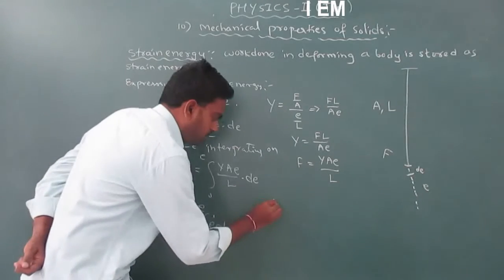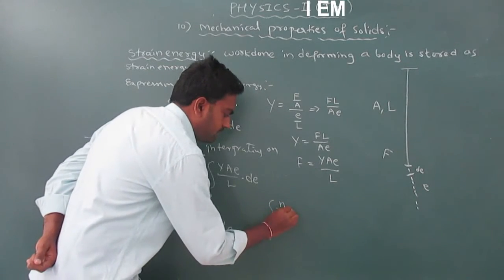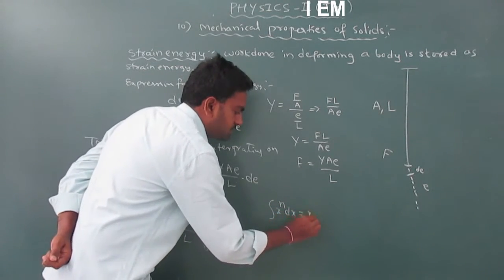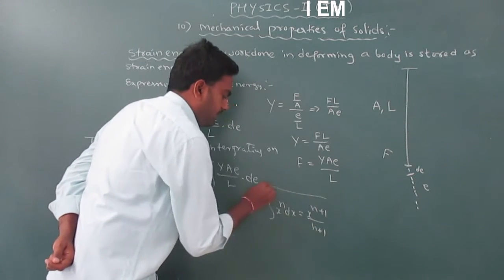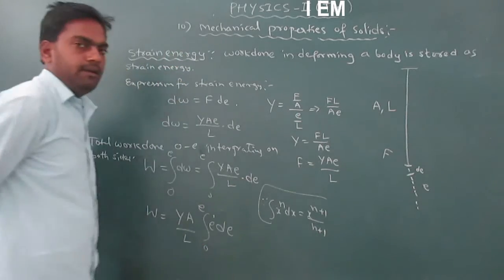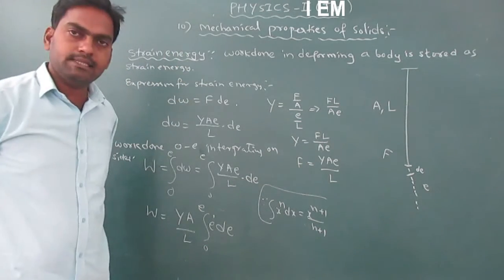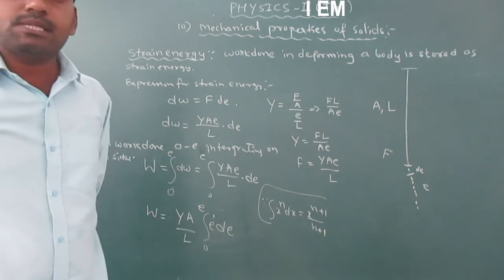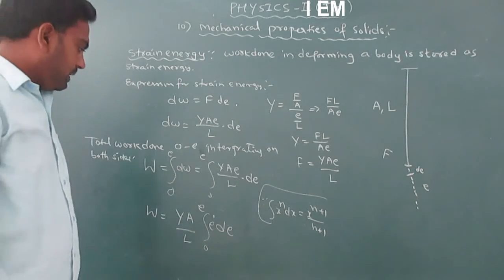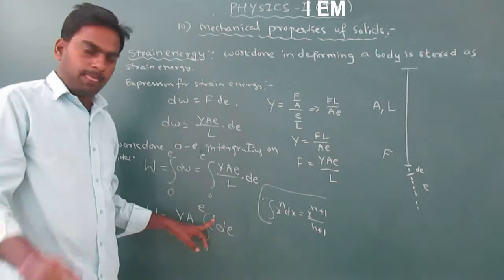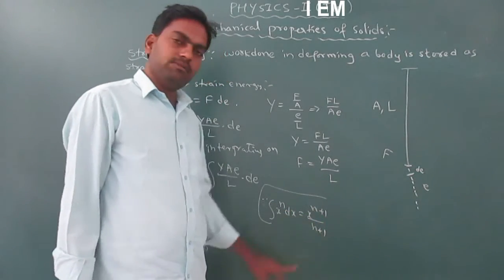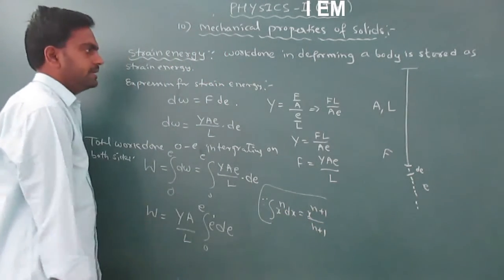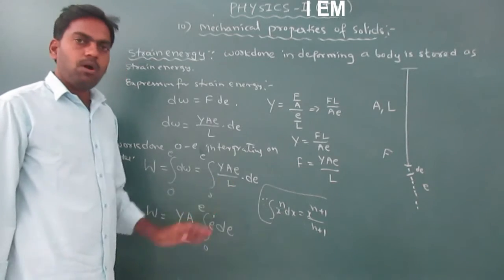For example, the integral of x to the power of n dx is equal to x to the power of n plus 1 by n plus 1. Now we have taken this power as 1. Substituting, 1 plus 1 by 1 plus 1, that is 2. After integrating, the limits go outside.